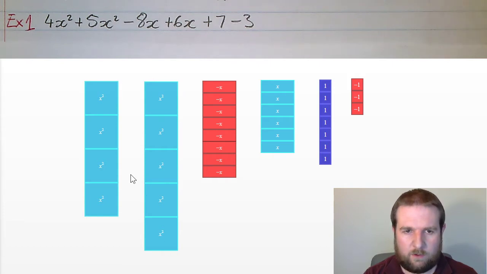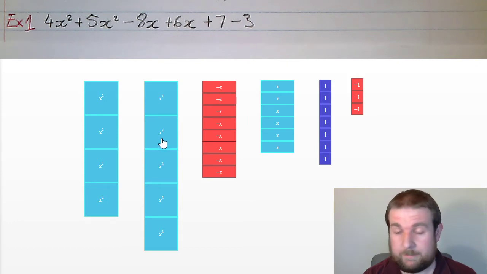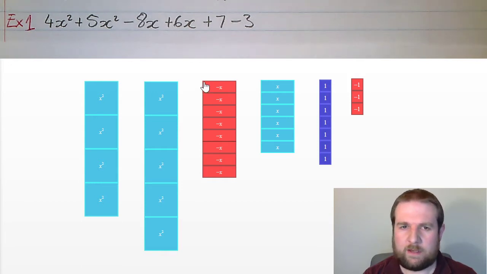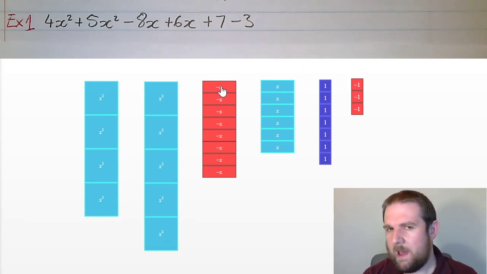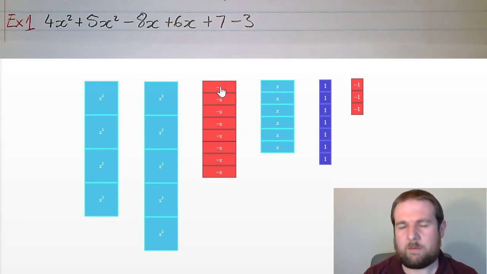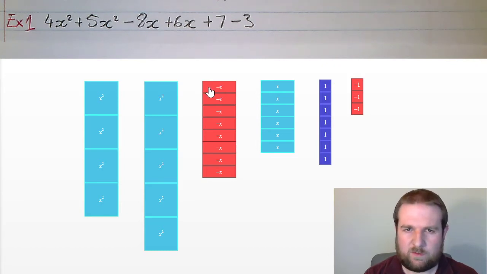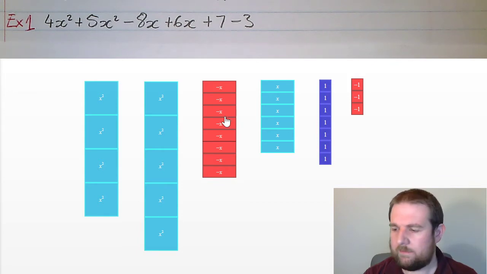This is our next term here, where we have 5x squared. Our next term is take 8x. So here I have these boxes which represent x. In this case, they have a width of x and a height of 1, so their area is x. But they've turned red here because they represent a negative value. So here I have 1, 2, 3, 4, 5, 6, 7, 8 of those. So that's take 8x.